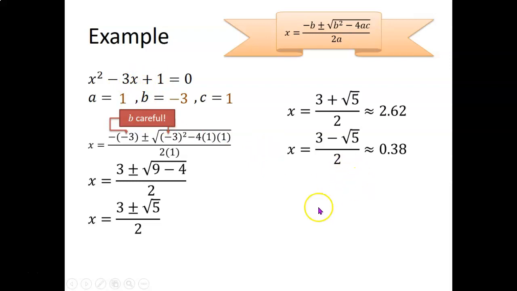The exact values are 3 plus the square root of 5 over 2 and 3 minus the square root of 5 over 2. Which do we want? Well, it kind of depends on what we're going to be doing with the answer. In some instances, we want the exact answer. In some instances, we want a decimal approximation. We want to know approximately what's the answer.